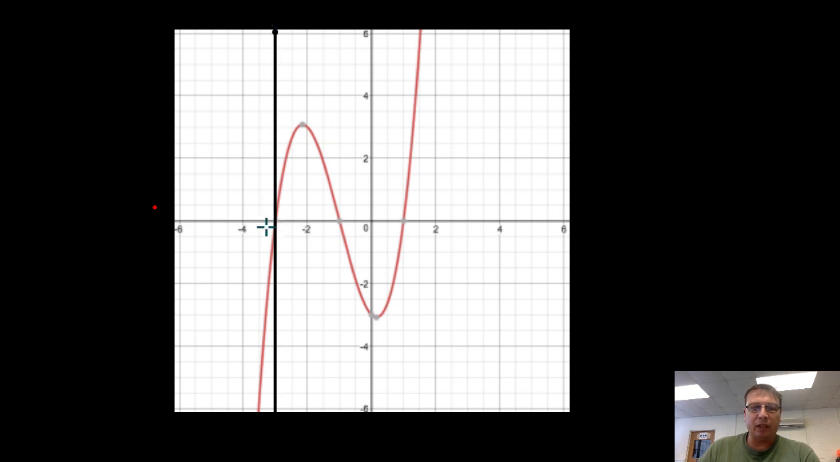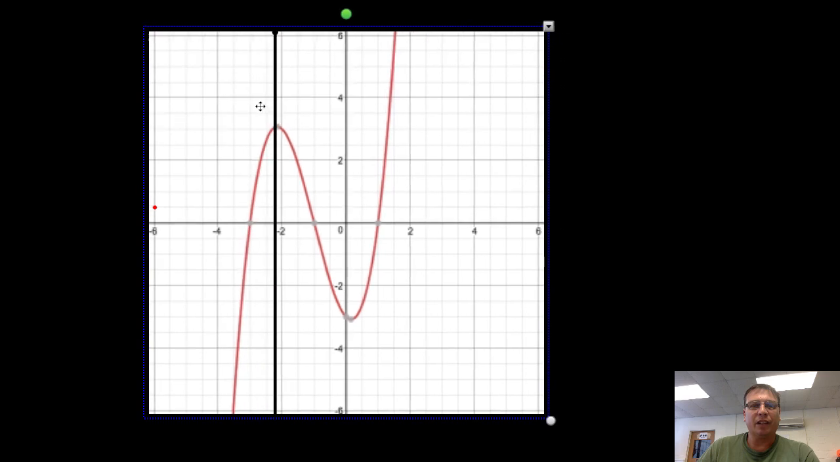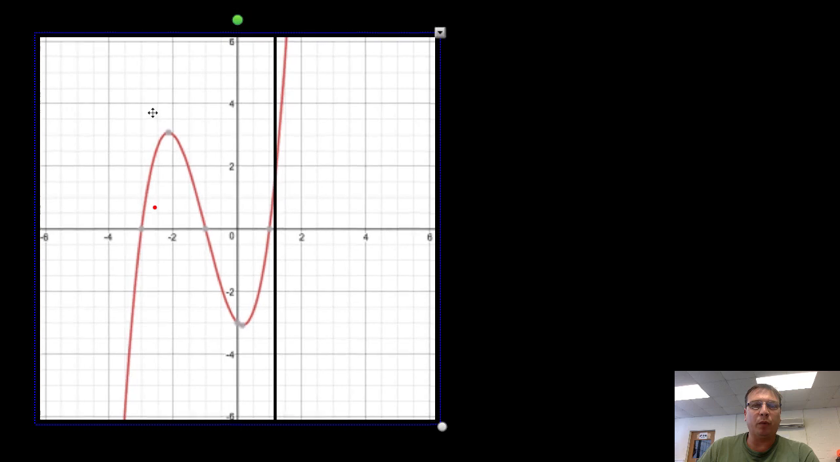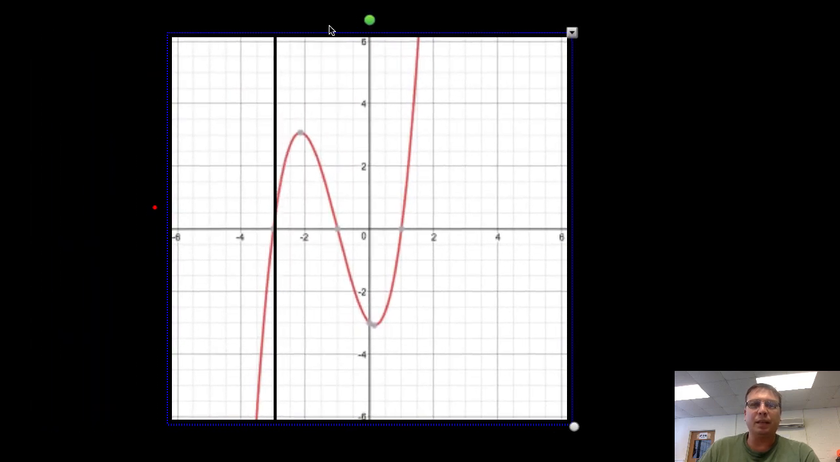Notice I only intersect at one location. If I take that same one and move it anywhere on this, whether I grab the picture or the line, as I move through, notice I'm only crossing at one point. So since I'm only crossing at one point, that means that this is a function. All right, so yep, we've got a function.